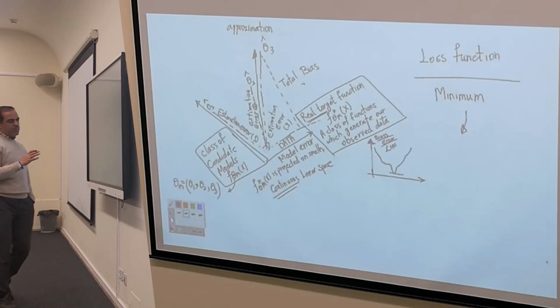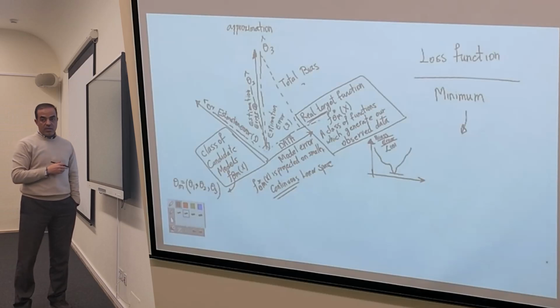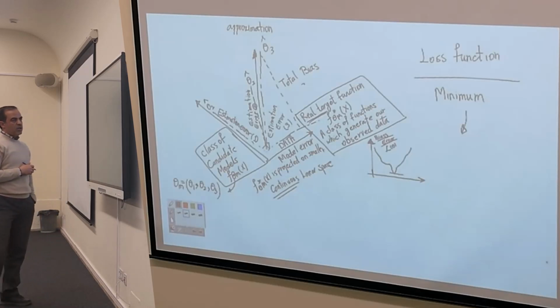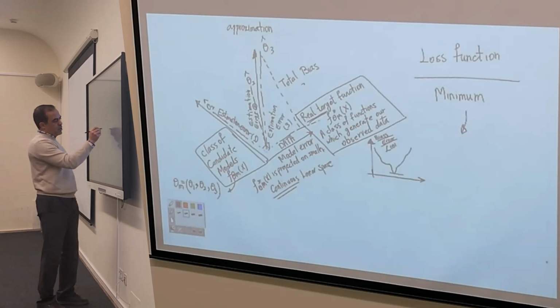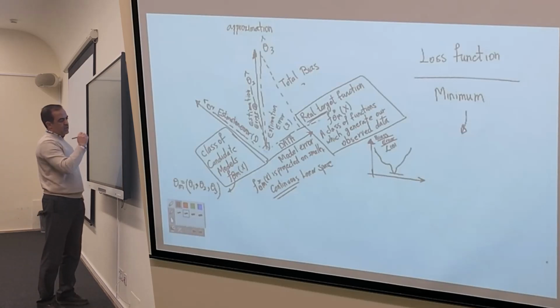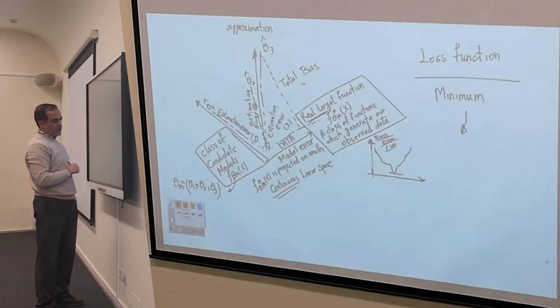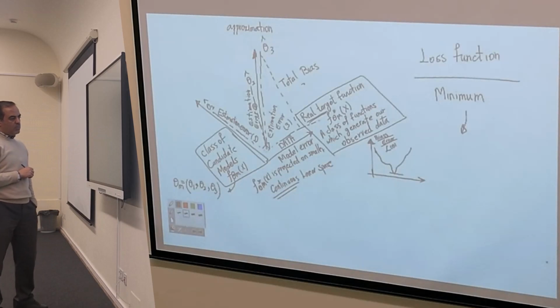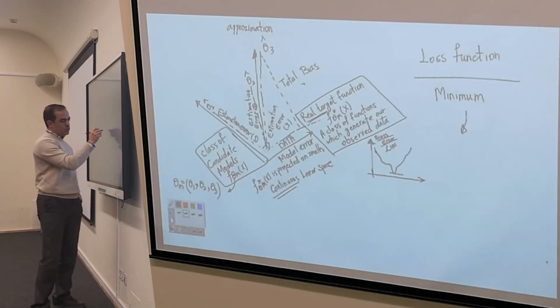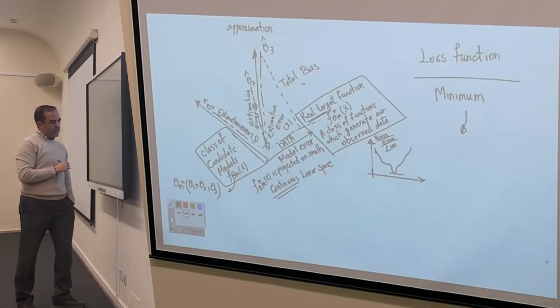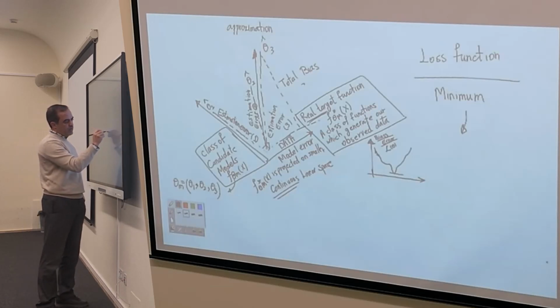So for finding the minimum of this function based on the loss function, we can use the gradient descent optimization algorithm, for example. How does it work? I can start from here, okay, if this is the loss function and I want to find the minimum. I can start from here and then move forward.